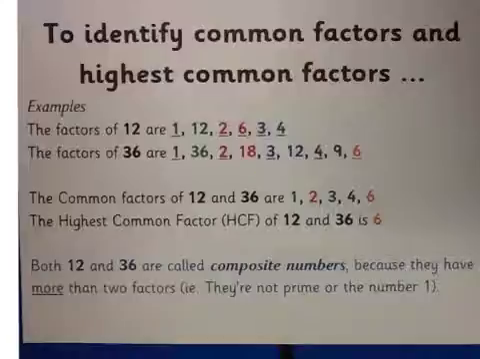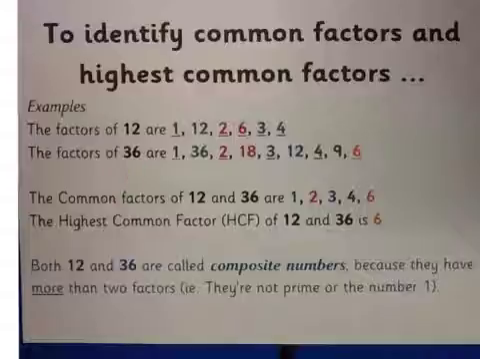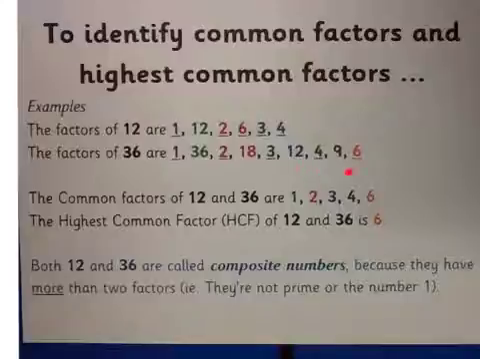1 and 36, 2 and 18, 3 and 12, 4 and 9, and 6. You'll notice that 6 is on its own. It's not in a pair. That is because 6 times 6 is 36, but you don't count a number twice in factors, so you only count it as one factor, so we just leave it as 6. It means that 36 is a slightly unusual number in that it has an odd number of factors. So it's got 9 factors, whereas more often than not numbers such as 12 have even numbers, 6.